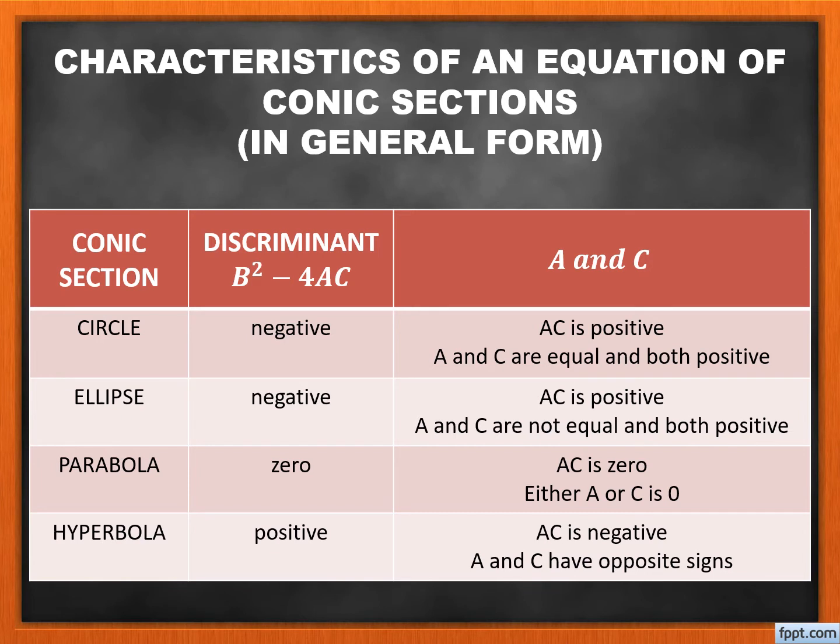So in a circle, the discriminant or the value of b squared minus 4ac is negative, a times c is positive, a and c are equal and both positive.